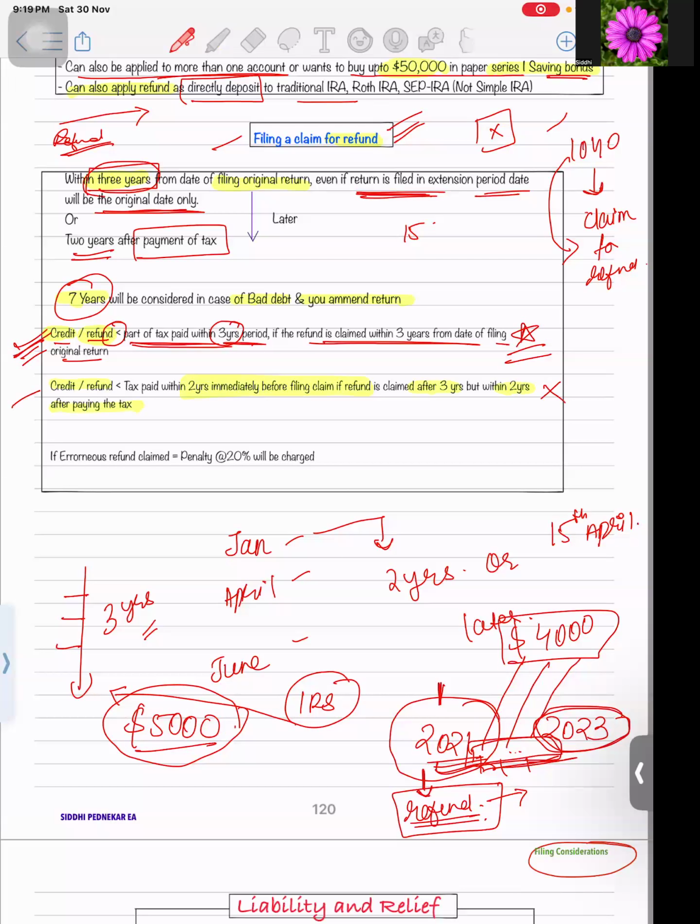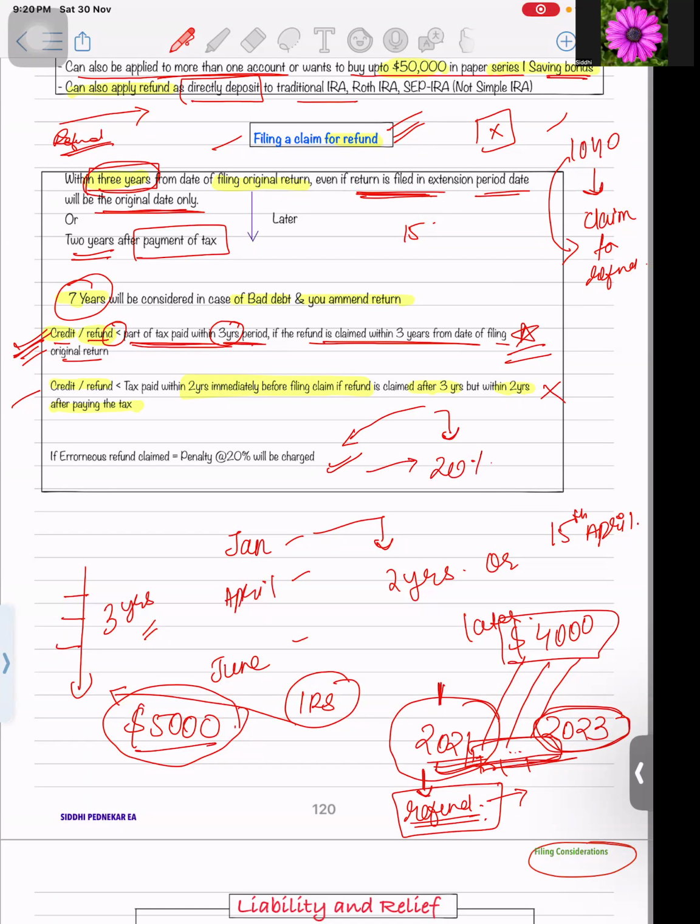On the 3 years one, if you have made any mistake while claiming the refund, straight away they will deny it and charge a 20% penalty. Let's say you have already claimed the refund by mistake and they are also not aware of it. They deposited the amount in your bank. Now in the next year they came to know that there was a mistake. You filed a fraudulent claim or you filed a wrong claim. They'll straight away ask you to pay back the amount along with the 20% penalty.